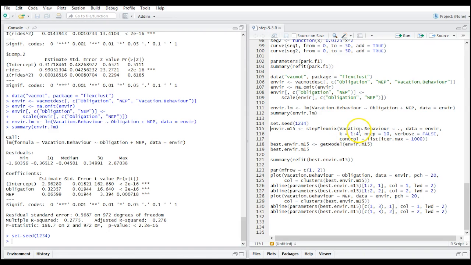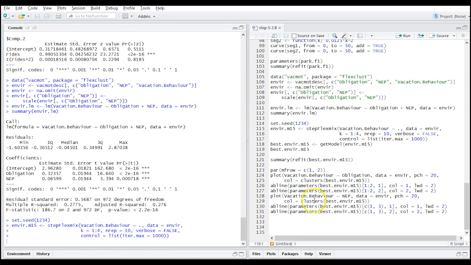We're considering mixtures with 1 to 4 components. We're repeating the EM algorithm with 10 random initializations. We don't want to see output, and we increase the maximum number of iterations of the EM algorithm to ensure that it converges within all the number of iterations considered. And then we run the algorithm. That takes some time.